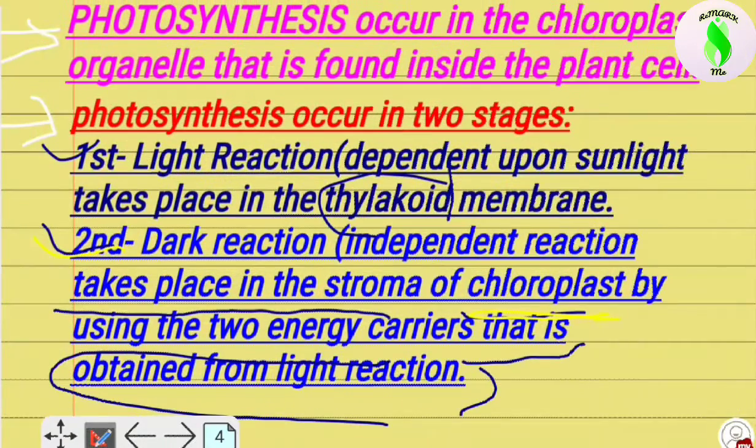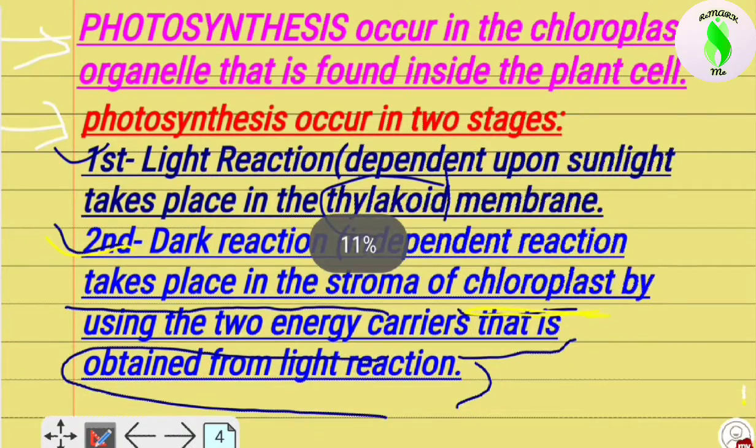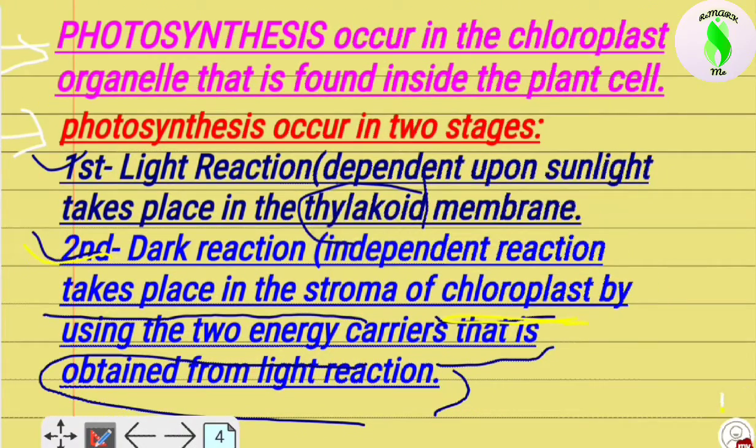We will understand these two stages, these two processes, in the next video. In this video, you only need to understand that photosynthesis occurs in two stages. First is the light reaction, second is the dark reaction.